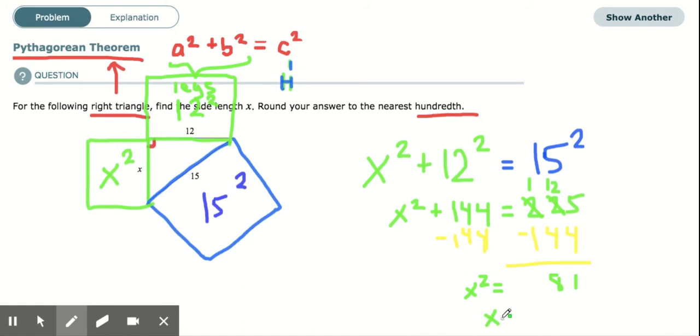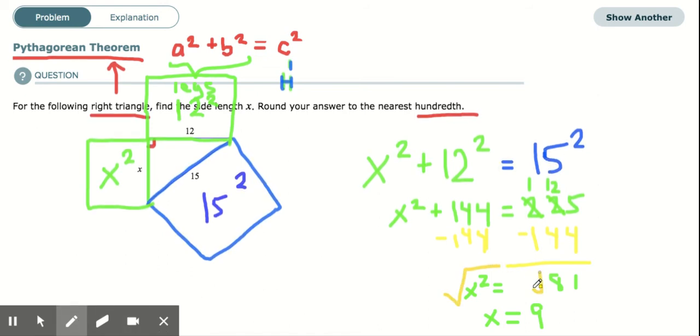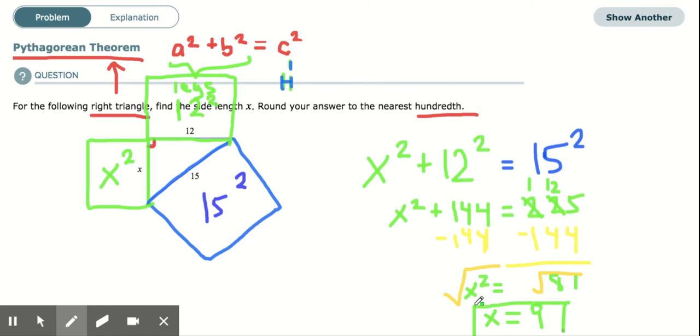That means x must just be 9, right? Because 9 times 9 is 81. And if it helps you to see, that's because we took the square root to get rid of the square, and the square root of 81 is 9. Now we know it's a positive 9 because we don't have negative numbers representing distances, right? If I told you this was negative 9 feet or whatever it might be, you would look at me like I was crazy. So this x is equal to 9.